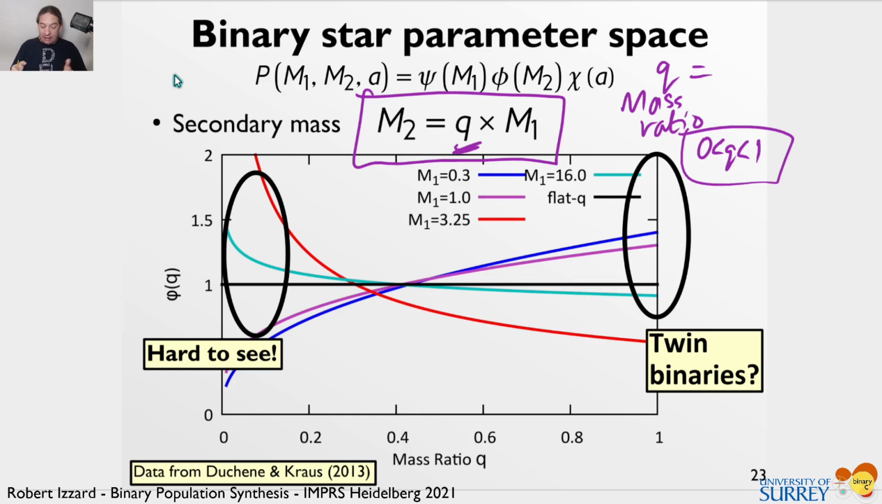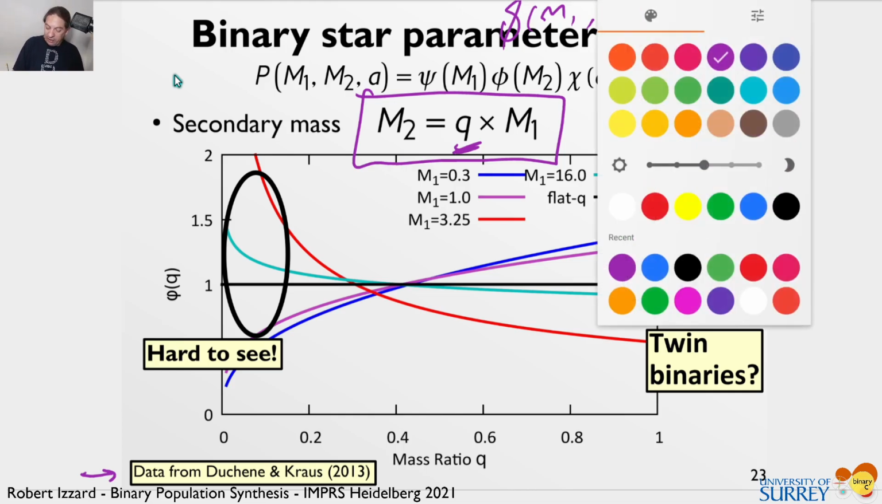And indeed it turns out that I got this data from the Duchene and Kraus review from 2013, but it turns out this function actually depends on the primary mass. So it's not quite a trivial function after all. And indeed, what we probably should write up here is f(M1, M2). So that makes it a bit easier. But the slope of the distribution depends on the mass.